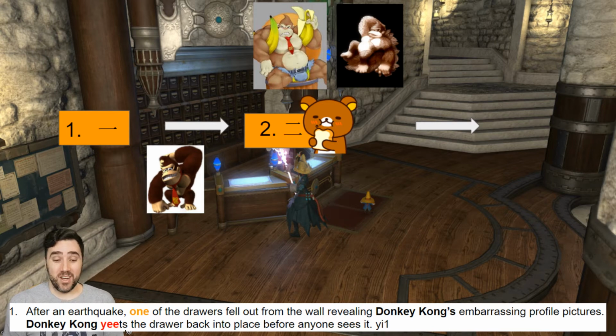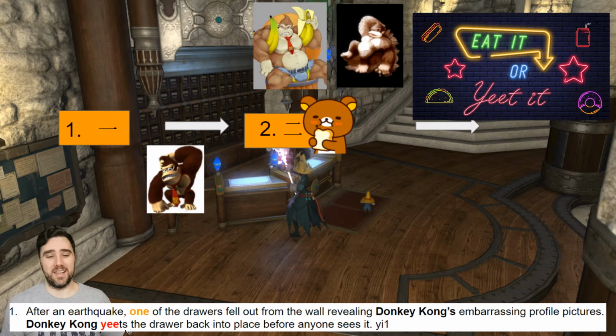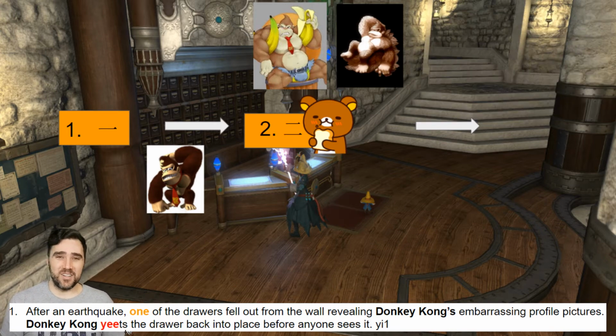And Donkey Kong, of course, meaning the first tone, yeets, and this is a new word I learned recently, an English word. Yeet means to throw something. Yeets the drawer back into place before anyone sees it. And for me, yeet is a great word because it's a new slang, it's interesting, but also it has the sound yi. And in this case, yi is 1 in Mandarin, so that makes it very easy to remember. You can also see at the end of the sentence, I also put the pronunciation with the tone number after it, just so I'm sure that I know how to pronounce it.